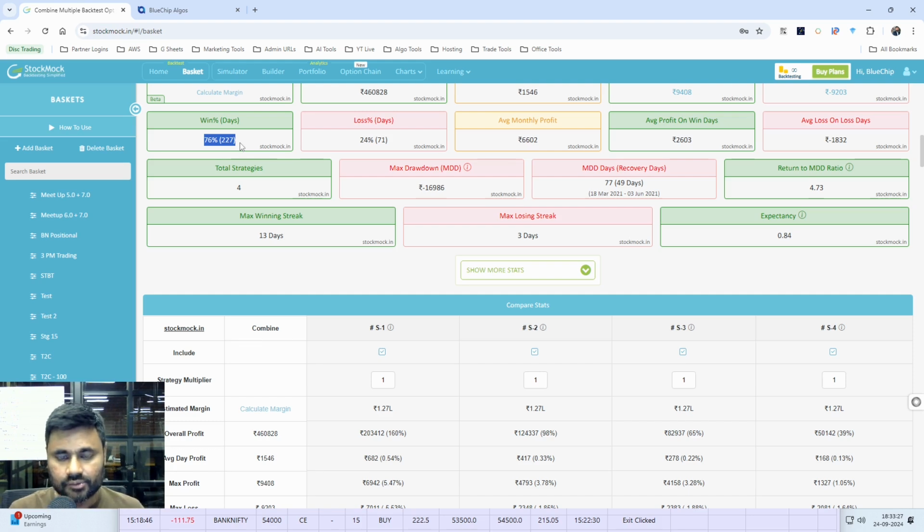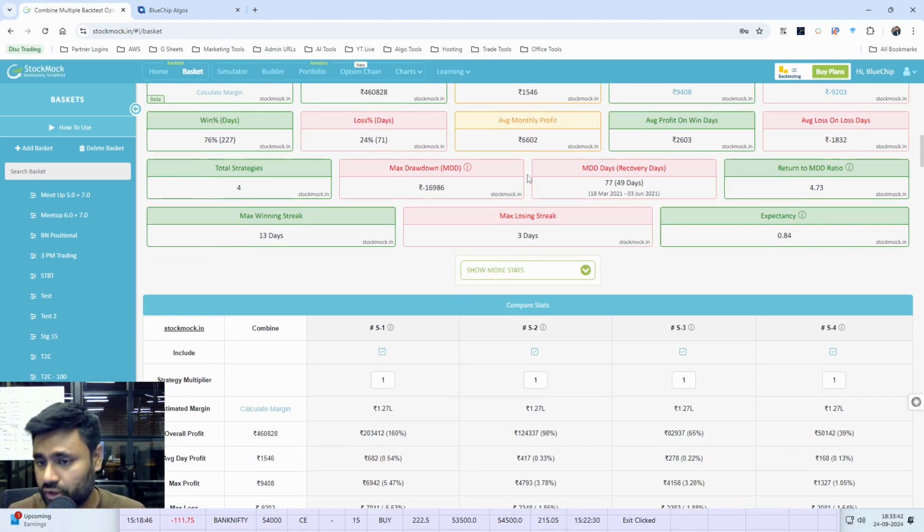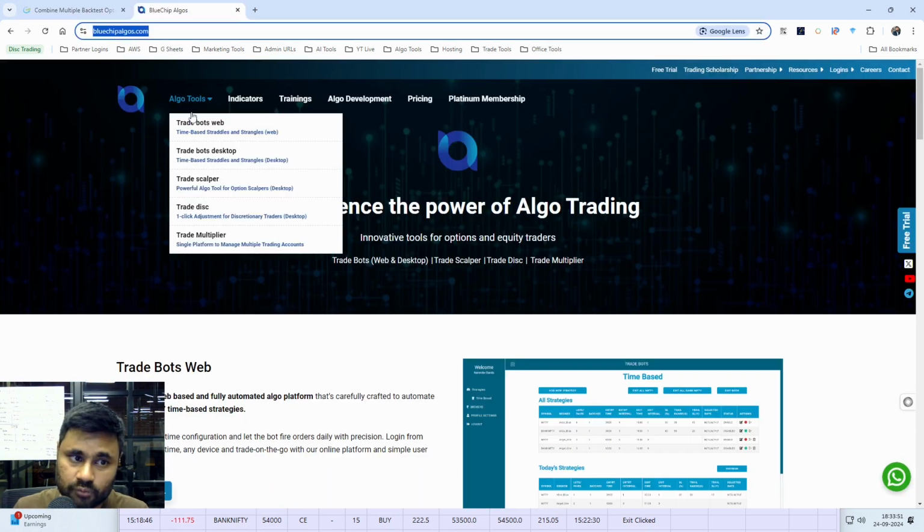Okay, so that's one thing. And the second thing is execution. You have to be very quick in terms of execution, especially in 0 DTE. You know how fast the stocks move. So in that case, you also need some kind of execution tools. We have so many execution tools on our website, bluechipalgos.com, especially Trade Scalper. I always say this.